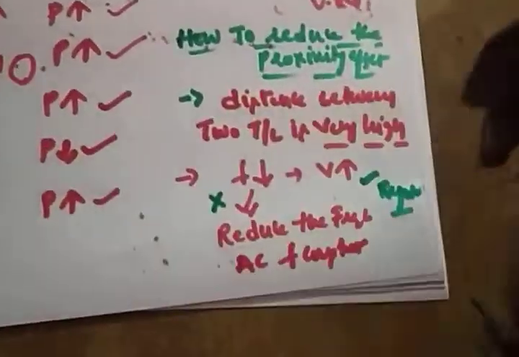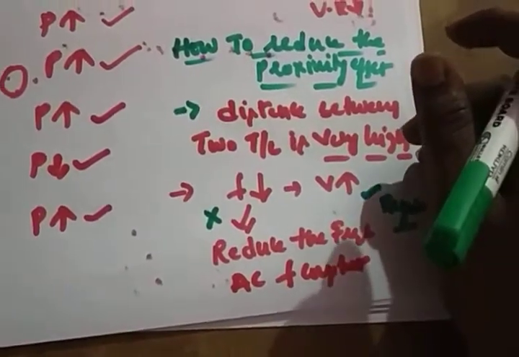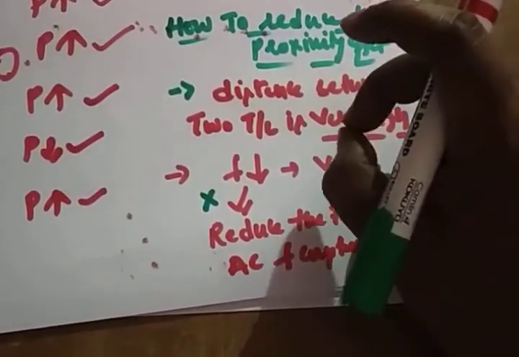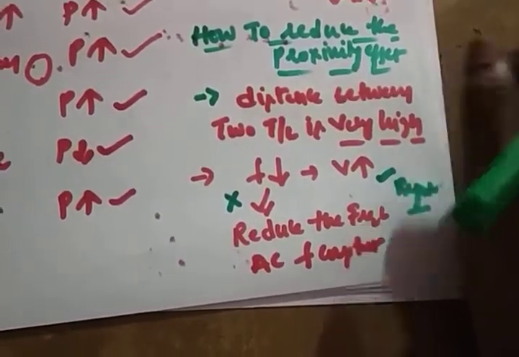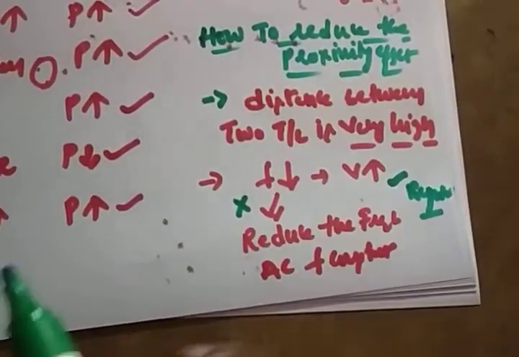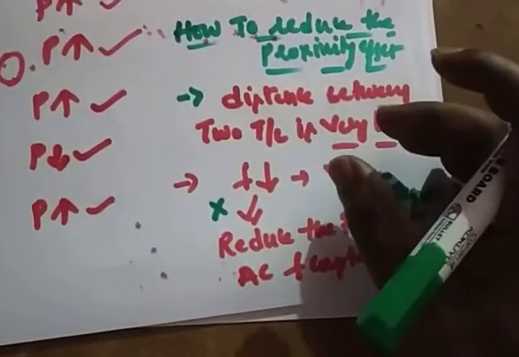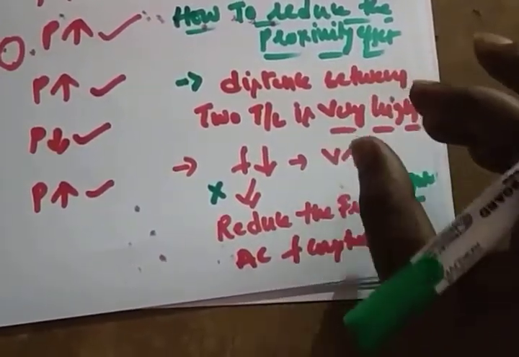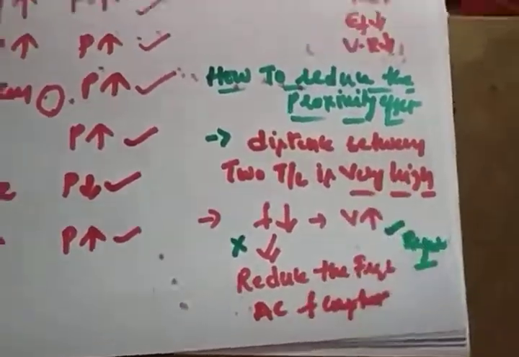First you can make a larger distance to reduce this type of proximity effect, and you can reduce the frequency and increase the voltage. So this is the concept to reduce it. Reducing the frequency is very difficult. If you increase the voltage, definitely with the help of regulators you can increase or decrease the voltage levels. Right, this is about the proximity effect.